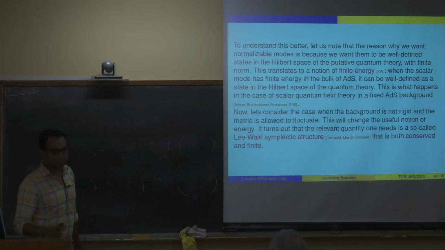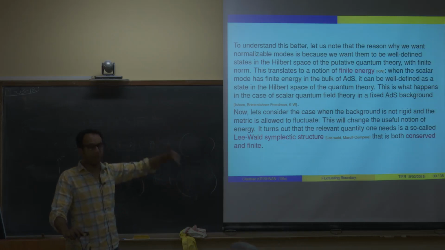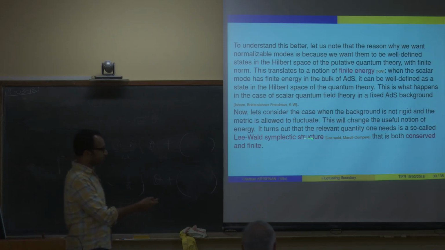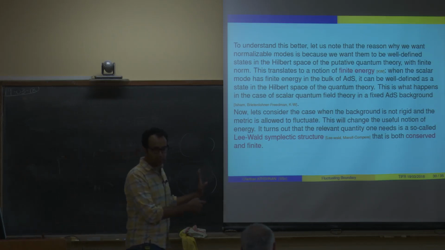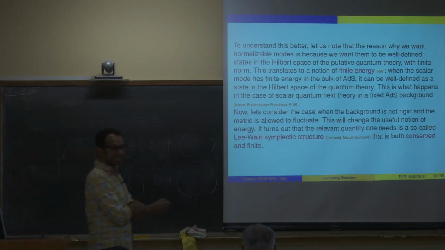My suspicion at the moment is that if I let the boundary fluctuate according to the equations of motion of conformal gravity, I can get normalizable modes inside the bulk. This is what I think at the moment, and that is based on these statements about the symplectic structure, which I don't have a good intuition for. But this is what they do for the case when Tij is 0.